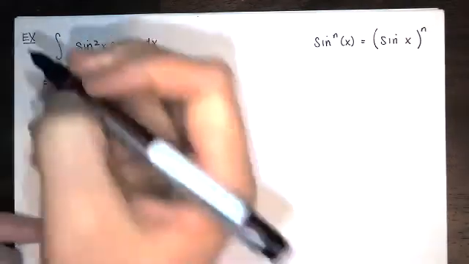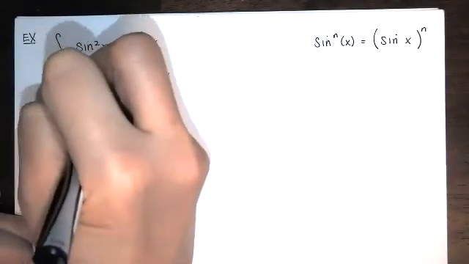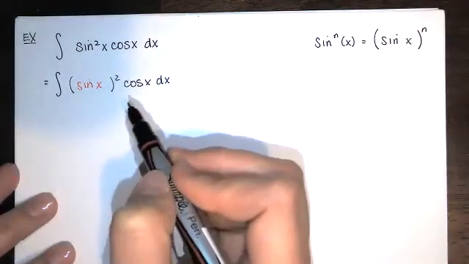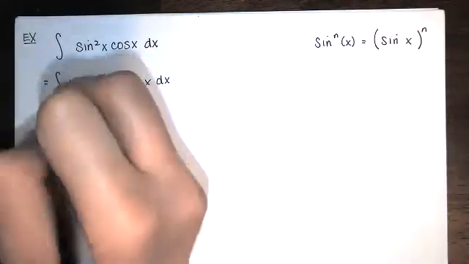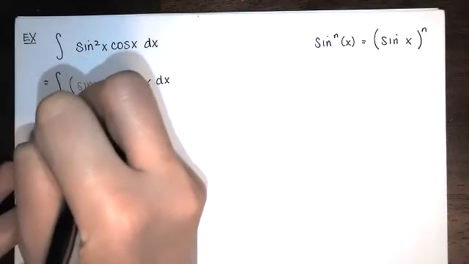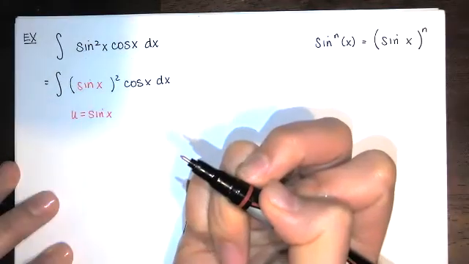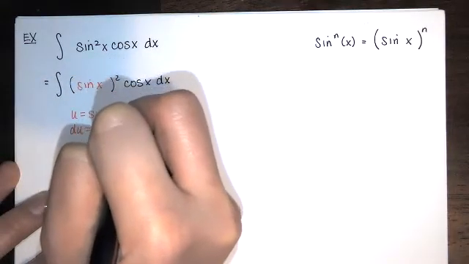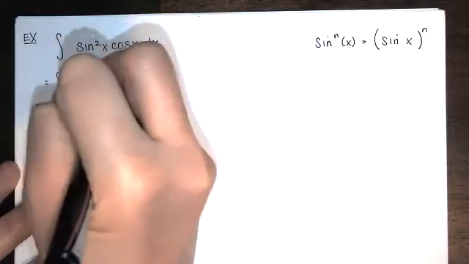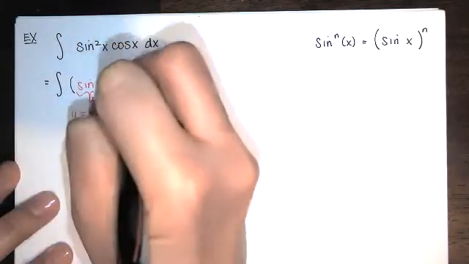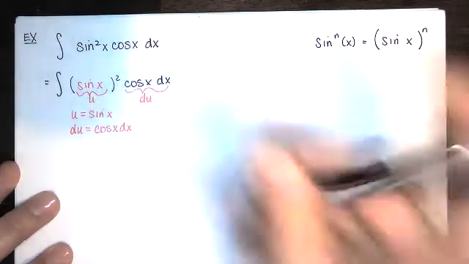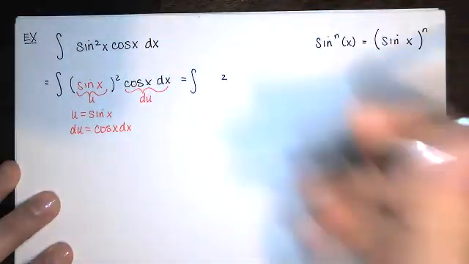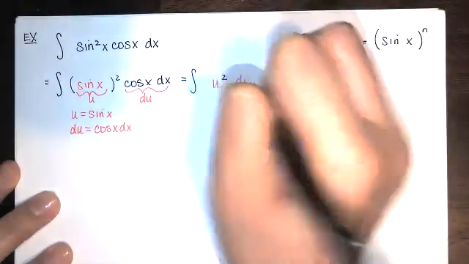And this looks like an excellent candidate for u-substitution, because now I've got a function squared and the derivative of that function over here. So I would choose u to be sine of x. The derivative of u is cosine of x dx. So now I can write that as u squared times du. So I've got a u squared and a du there.